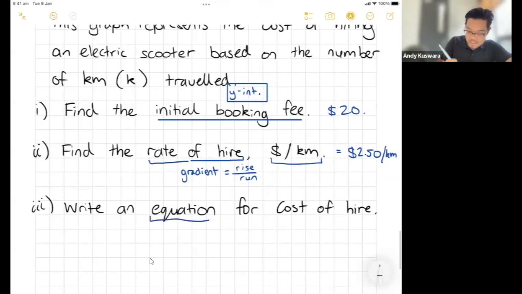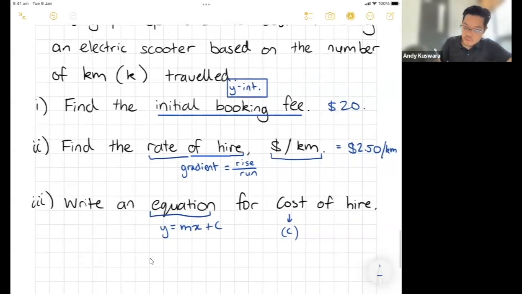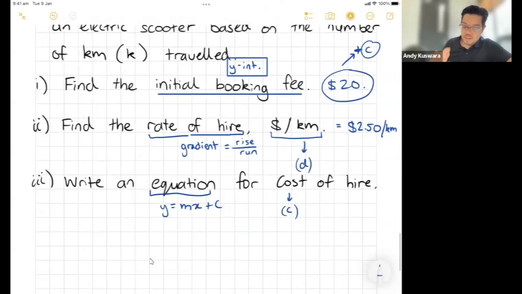So equation, that's kind of your hint that it's y equals mx plus c because it's a straight line. All we have to do now is figure out what your variables are. So I can see here that cost, I'm just going to label that as C. My number of kilometers, I'm going to talk about that as maybe distance. And then we also know that your initial booking fee, that's your plus C. I know this is going to get a little bit confusing because we're talking about 2 different C's, but let me try to make sense of it.